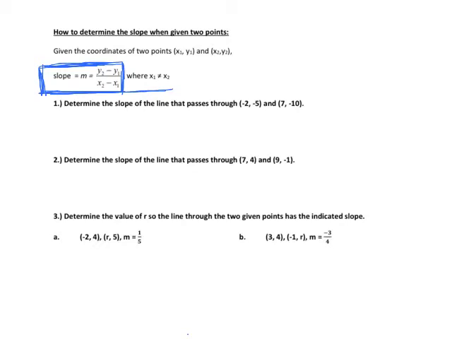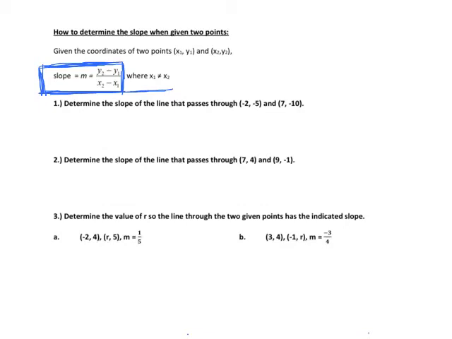But if you look at it, you've got the change in y, which is your y2 minus y1, over your change in x, which is your x2 minus x1. Okay, where the x's can't be equal to each other, because if they were the same number, then you're going to get 0, and therefore it's going to be an undefined slope. Okay, so let's determine the slope of the line that passes through (-2, -5) and (7, -10).